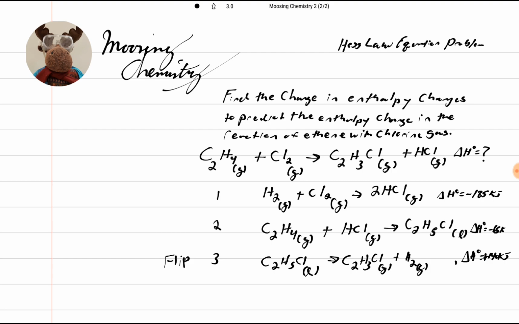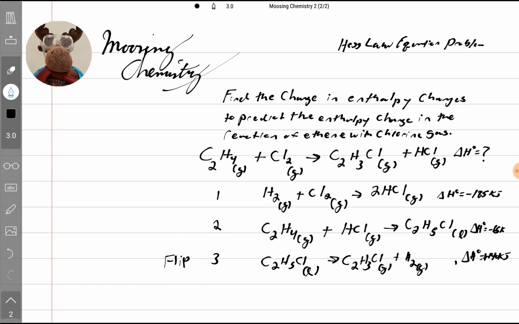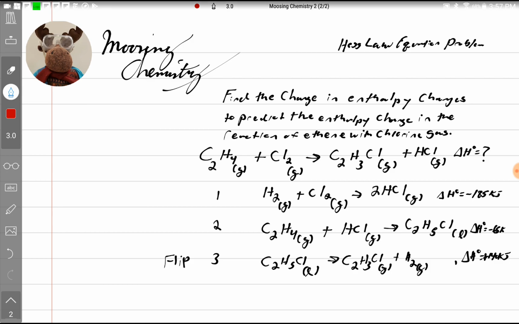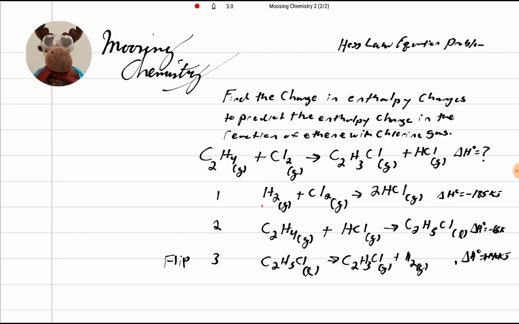Now I can go through and cancel things. Let's go ahead and change the color so we can see this cancellation a little bit better. Now we're going to cancel out one of our H2s. We don't want it on this side of the equation, and we don't want it on this side of the equation, so the H2 is gone. We're going to want to cancel out the C2H5Cl because it's not in the equation at all, so we cancel that one out and cancel that one out. And I think that's about it.